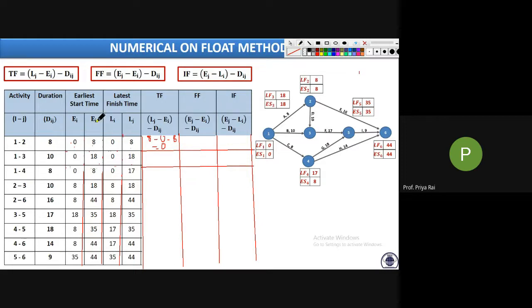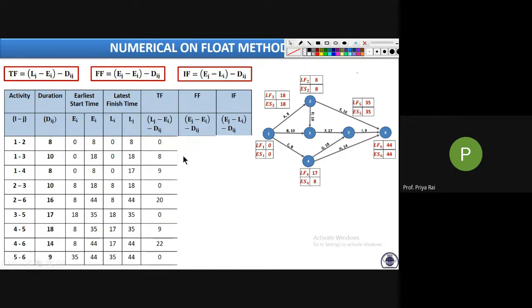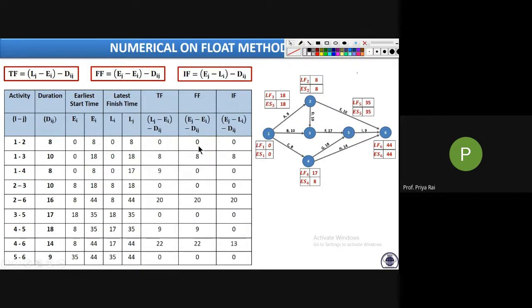This is Ej. Ej is 8. Ej minus Ei is 0, and Dij is again 8. So this is also 0. And here also, Ej is 8 minus Li, which is 0, minus Dij, which is again 8. So this is also 0. Similarly, we need to calculate all this, filling up all these columns one by one using this formula. After solving, we are getting these values.